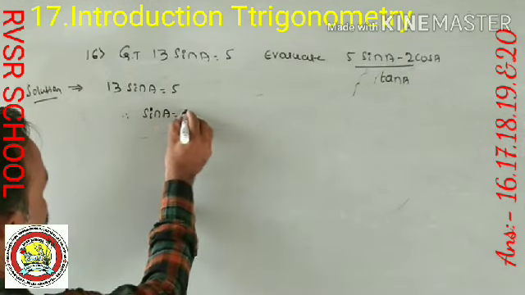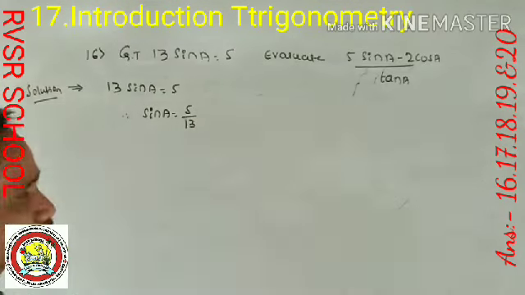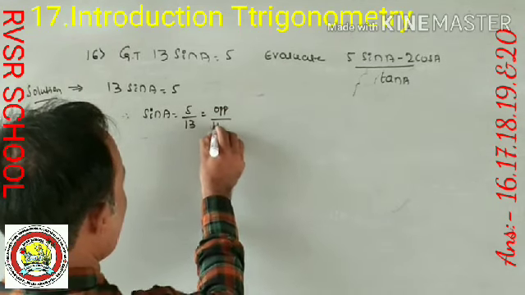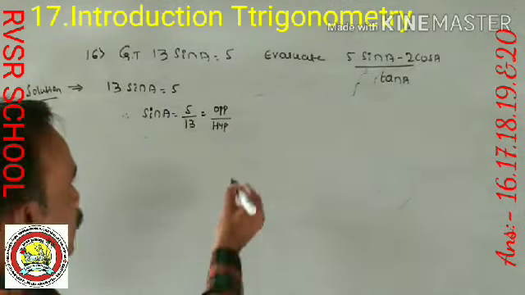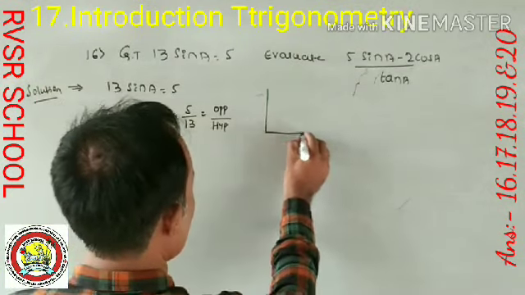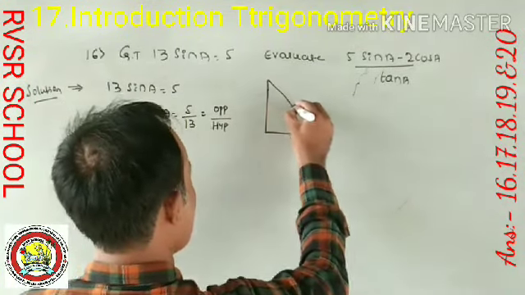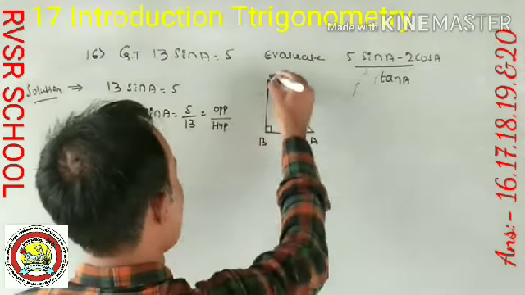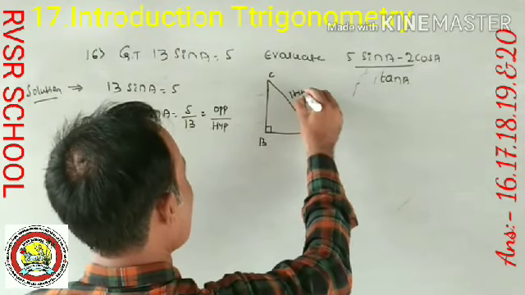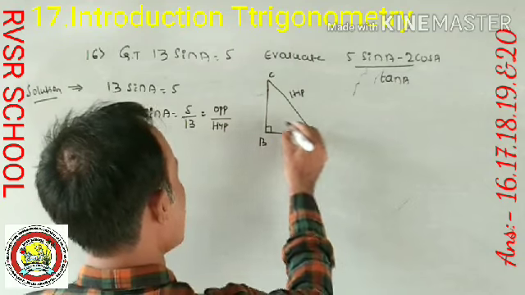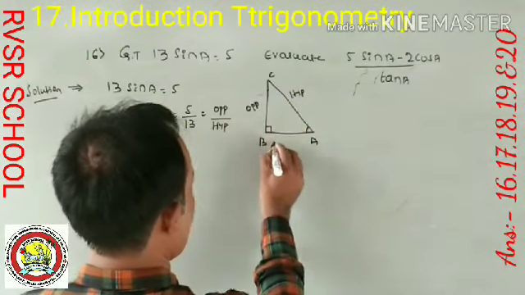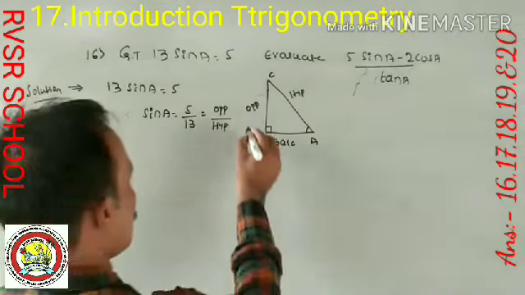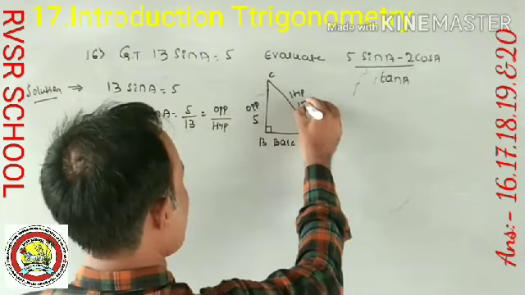Sin A is equal to 5 by 13. Sin is the ratio of opposite divided by hypotenuse. Draw a right angle triangle. Consider A is here, this is B, and C. This is the hypotenuse. As A is acute, this is opposite, and this one is the base. So opposite means 5, hypotenuse means 13.